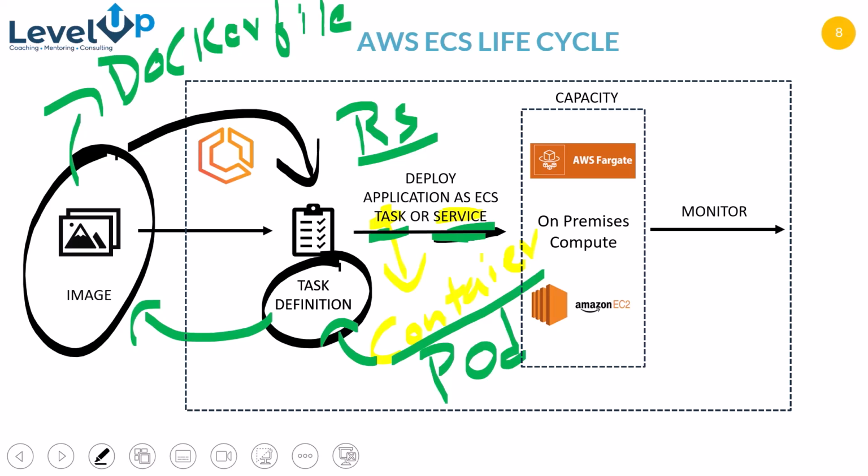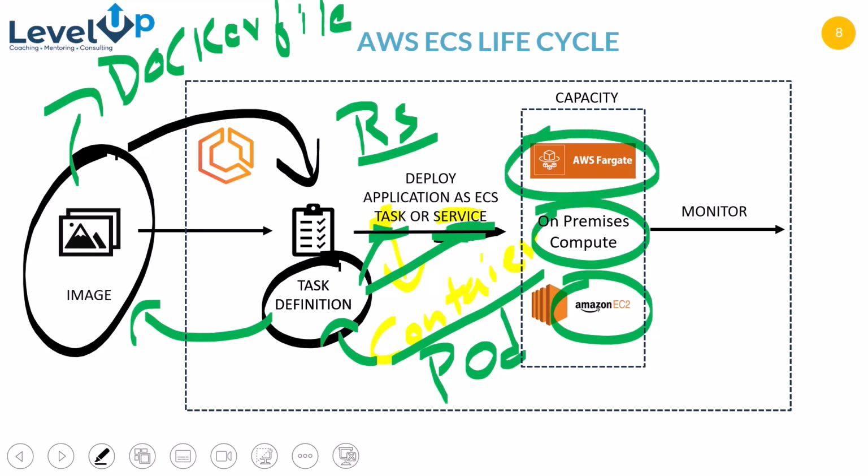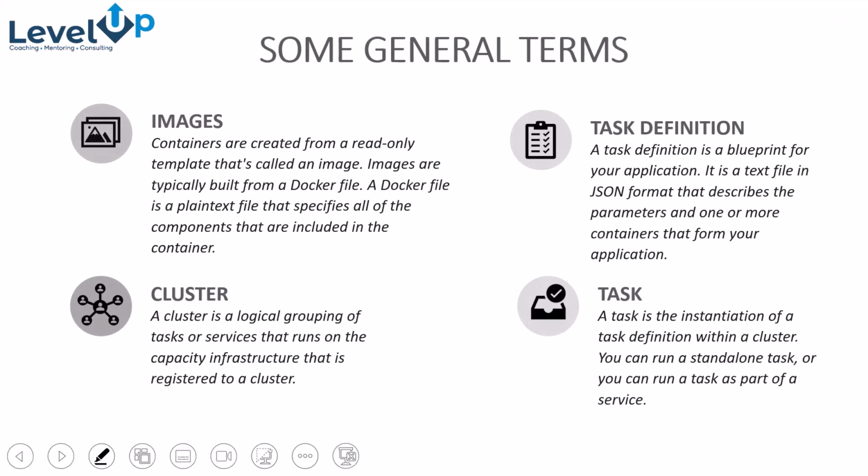Typically an image is created from a Docker file. So with the help of image, we create task definitions. With the help of task definitions, we either launch a task or a service. Now if you launch a task or a service, where will this be launched? On the capacity, either on EC2 instance or on-premises compute or AWS Fargate. Okay, so this is the life cycle of ECS.